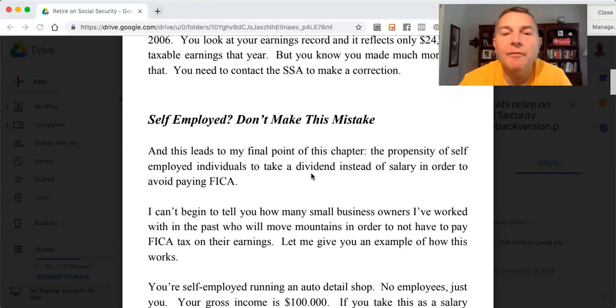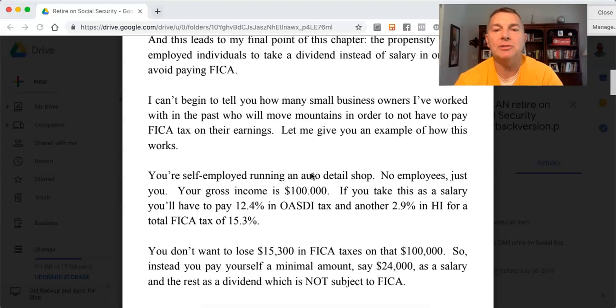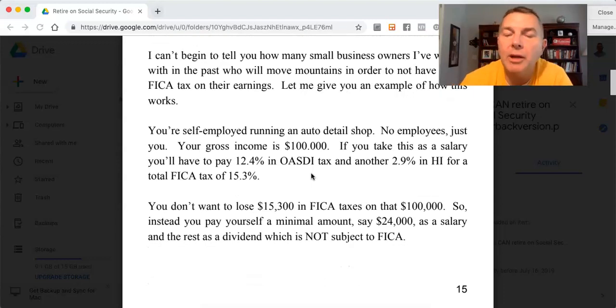And this leads me to my final point of this chapter, the propensity of self-employed individuals to take a dividend instead of a salary in order to avoid paying FICA. I can't begin to tell you how many small business owners I've worked with in the past who will move mountains in order to not have to pay FICA tax on their earnings. Let me give you an example. You're self-employed running an auto detail shop. No employees, just you. Your gross income is $100,000.